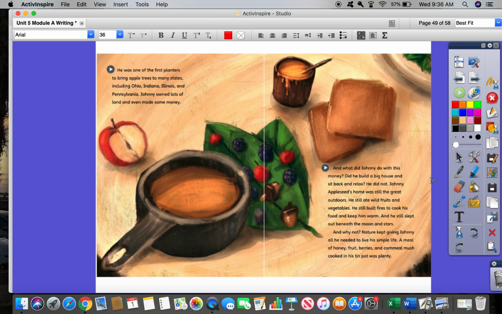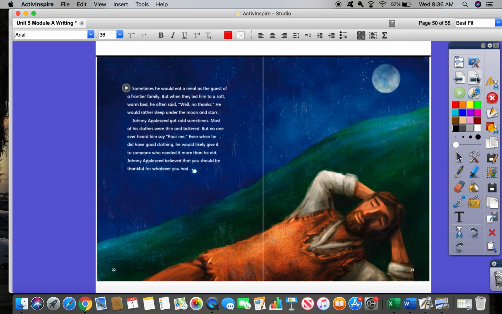And why not? Nature kept giving Johnny all he needed to live his simple life. A meal of honey, fruit, berries, and cornmeal mush cooked in his tin pot was plenty. Sometimes he would eat a meal as the guest of a frontier family. But when they led him to a soft, warm bed, he often said, "Well, no thanks." He would rather sleep under the moon and stars. Johnny Appleseed got cold sometimes. Most of his clothes were thin and tattered, but no one ever heard him say, "Poor me." Even when he did have good clothing, he would likely give it to someone who needed it more than he did. Johnny Appleseed believed that you should be thankful for whatever you had.